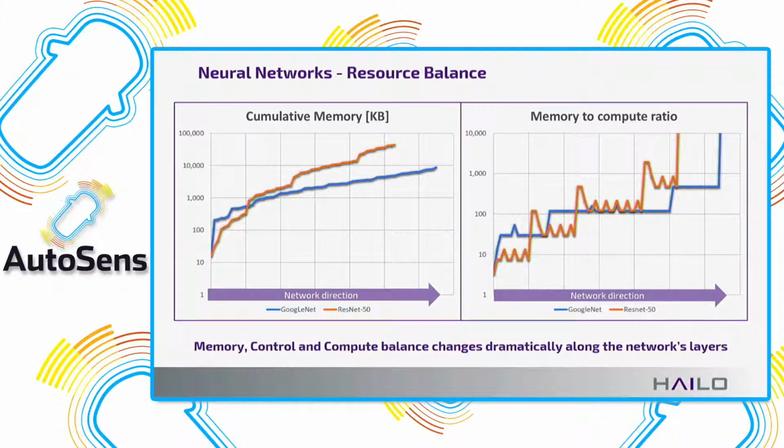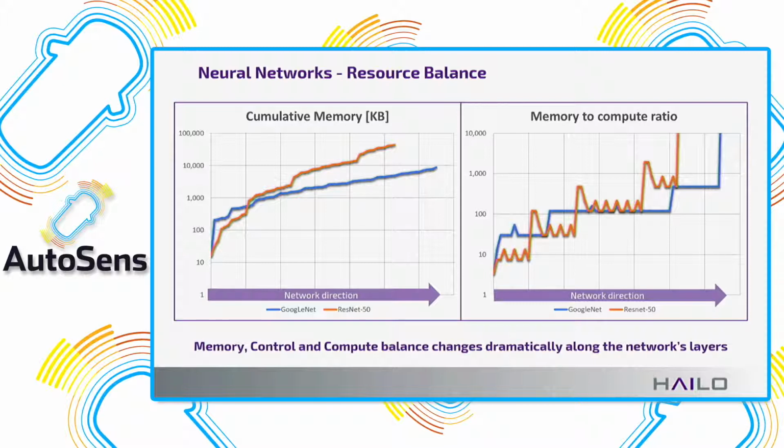Another aspect, which I've not seen any mention of in the literature, is the fact that the structure of the neural networks is known in advance, which can play to our hands. And this relates to the resource balance along the network. The network computation is sequential. So each and every time you're doing something different, but you know what you're going to do.